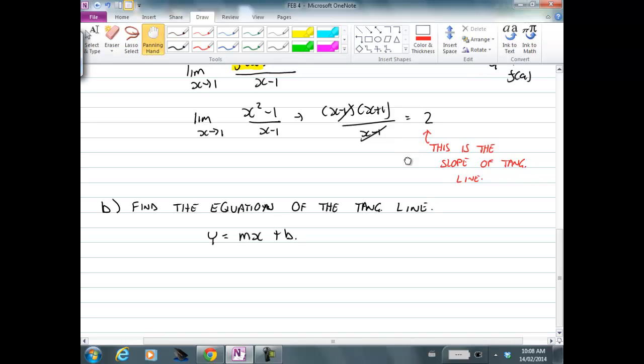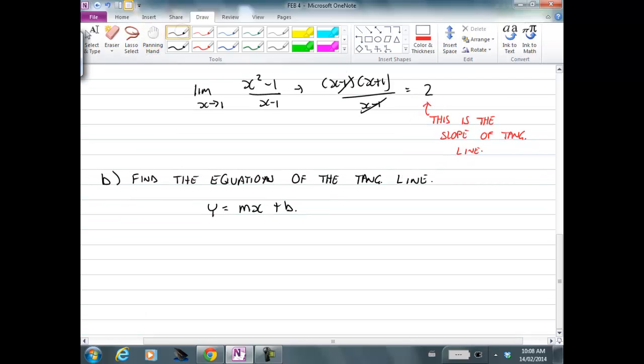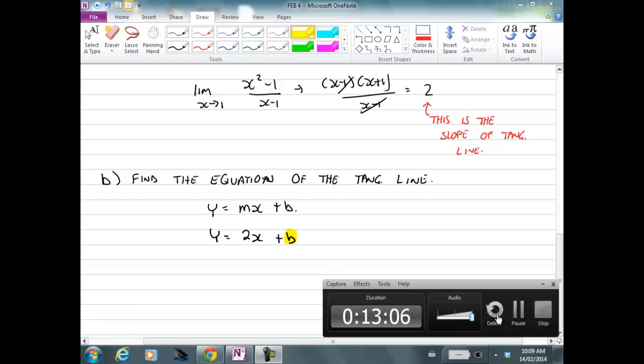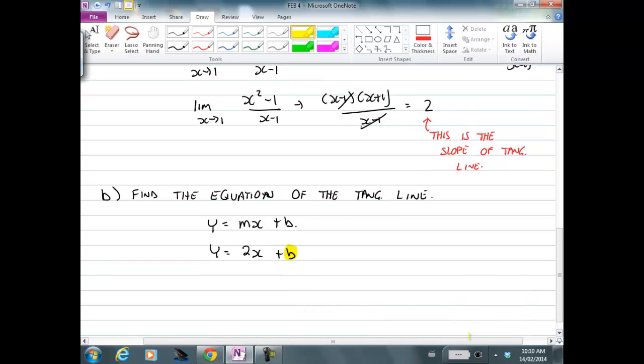I know what m is already. Well, m is 2 from what I just found on top. So we're going to sub it in: y equals 2x plus b. But the problem is, we're missing this b. I'm going to pause it, let you figure out the b value. I've been asking a lot of people what their b value is, and they say -1. That is actually correct, but Junior, how did you get -1 for b?